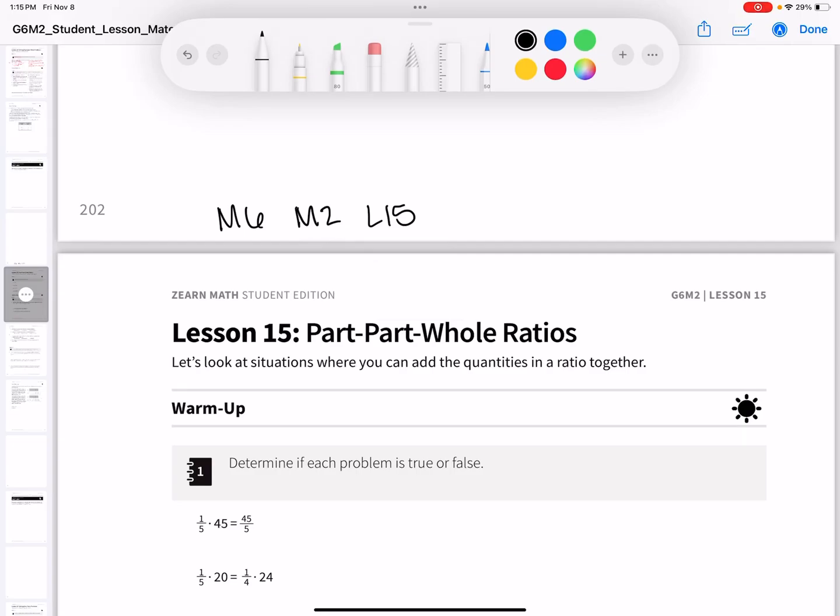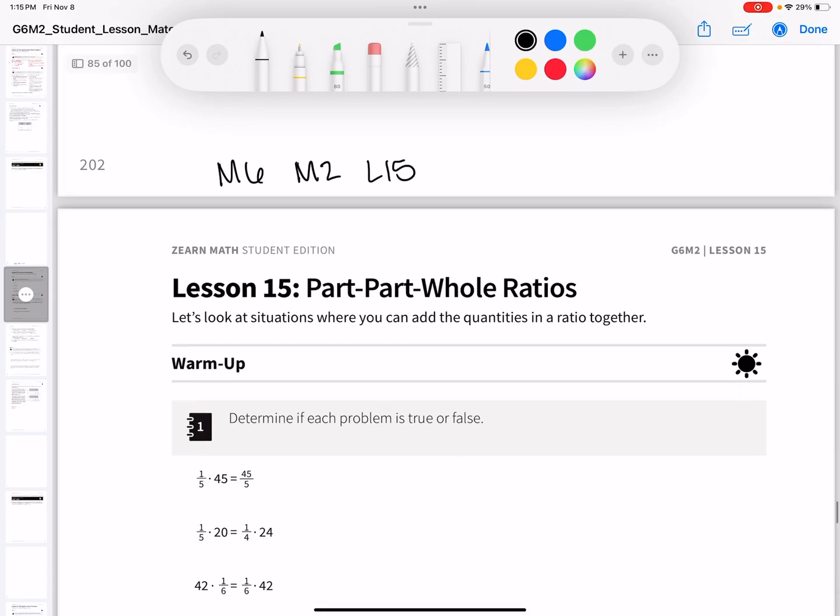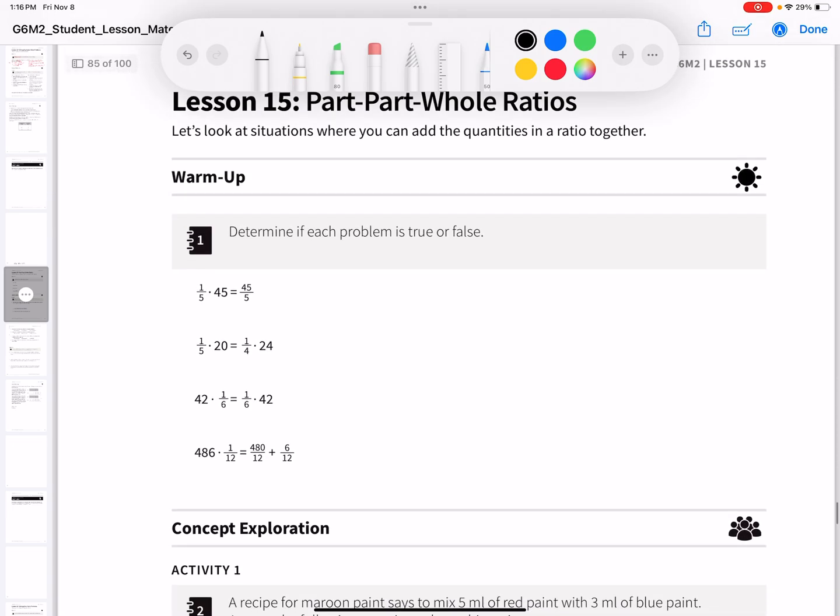Today we're doing Math 6, Mission 2, Lesson 15, part-whole ratios. All right, determine if each problem is true or false.